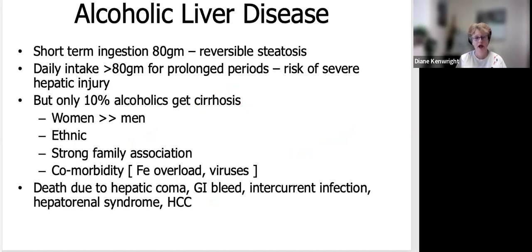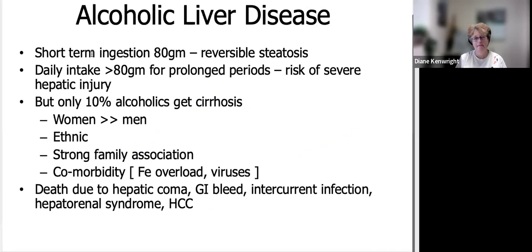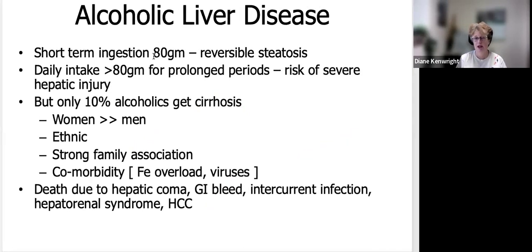Okay, so here we go. Alcoholic liver disease: 80 grams, so this is 8 units, gives rise to reversible steatosis. But if you take 80 grams a day for prolonged periods, you get a risk of severe hepatic injury.